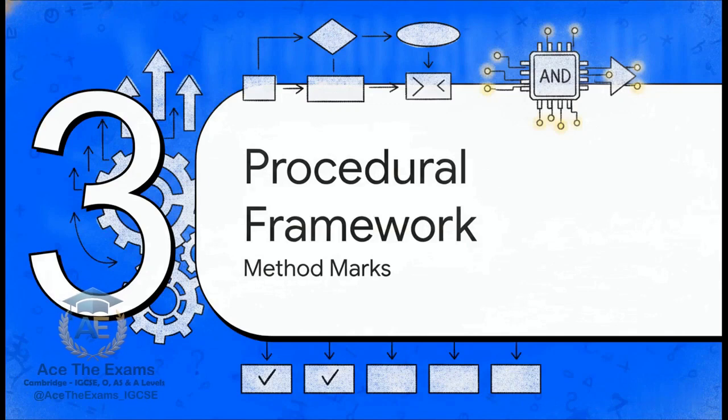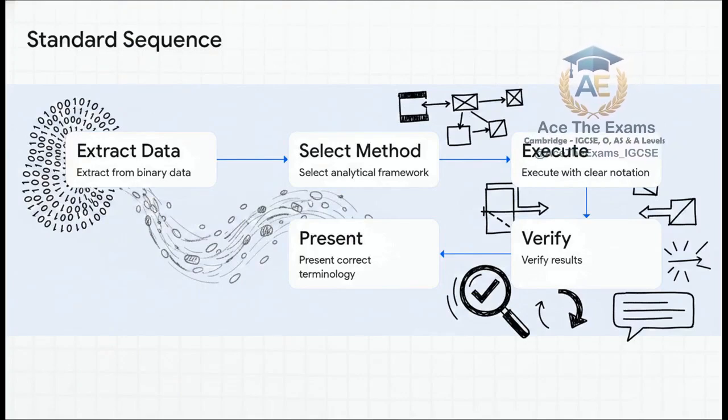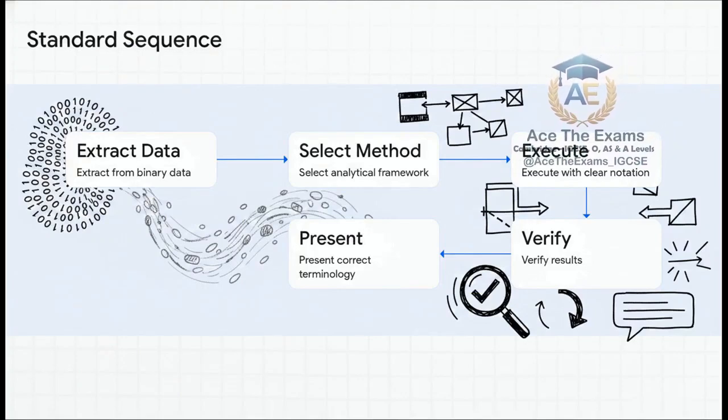Section 3. The procedural framework, earning the method marks. Let's see how this builds what I call the computer science success blueprint, a guaranteed methodology for complex problems.